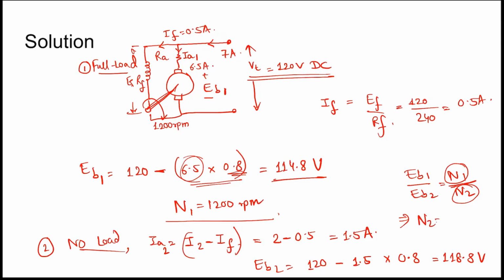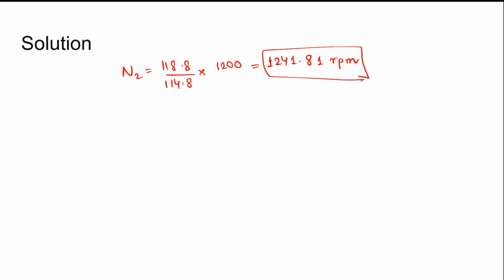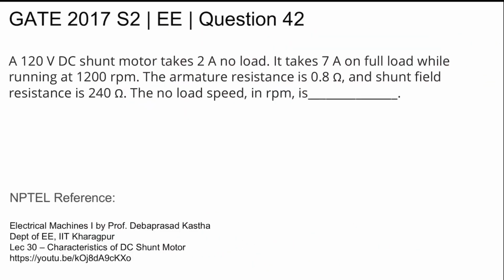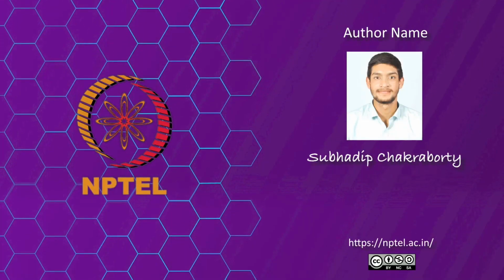Now n2 equals Eb2 by Eb1 into n1. N2 is 118.8 divided by 114.8 into n1, which is 1200. So N2 comes out to be 1241.81 rpm. So at no load the speed slightly increases to 1241.81 rpm. So the answer is 1241.81 rpm. Thank you.